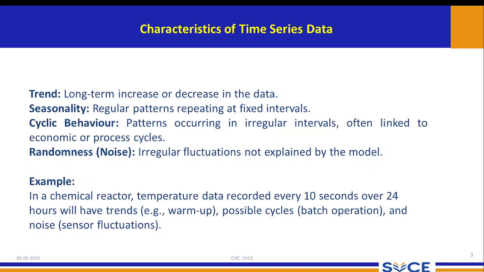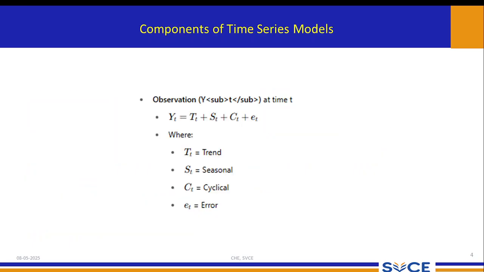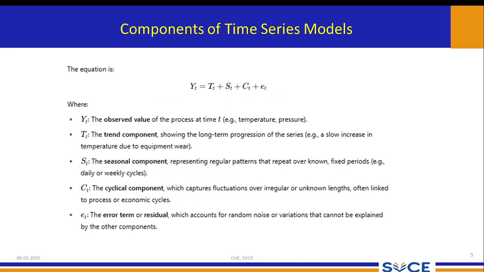So the characteristics of a time series depend on trend, seasonality, cyclic behavior, and randomness. Now the observation at time t: in a batch reactor, I want to measure the temperature every 10 seconds, so my observation with respect to time is the temperature, y suffix t. The small suffix t refers to the time. T is the trend, S is the seasonal, C is the cyclic, and E is the error, which is because of the fluctuation or noise. This is the component form of the time series model.